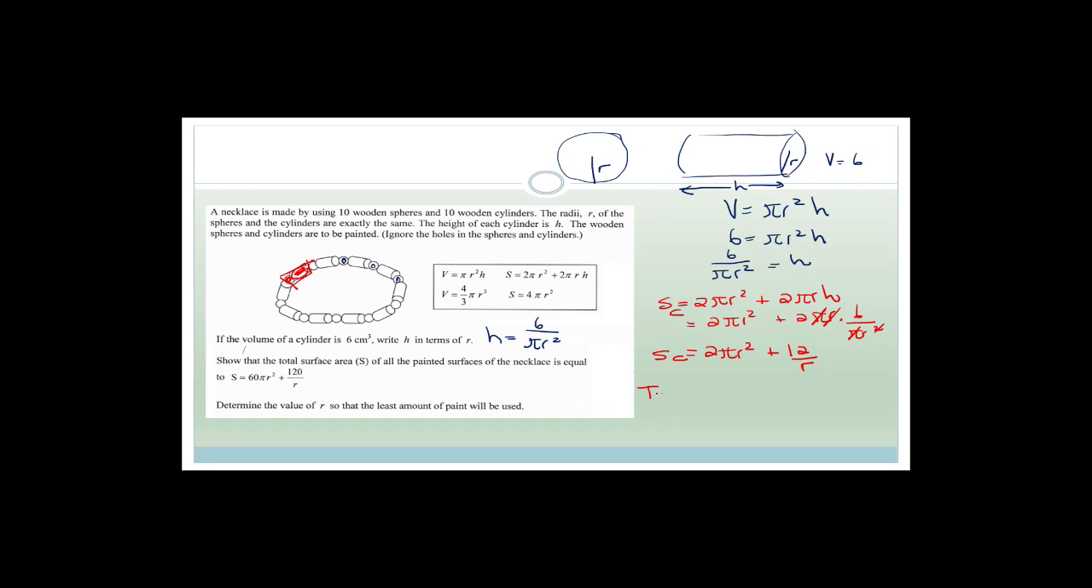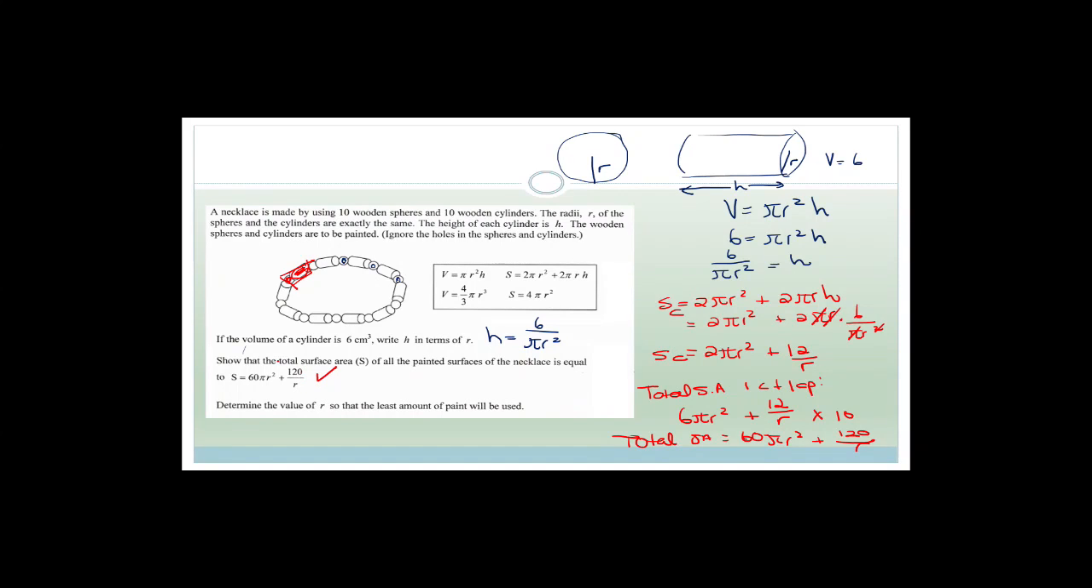So the total surface area of one cylinder and one sphere is going to be 2 pi r squared plus 4 pi r squared, which is 6 pi r squared plus 12 over r. But that's for one set. Now we need to have 10 sets, so we need to multiply this by 10. Therefore the total surface area of all 10 is going to be 60 pi r squared plus 120 over r. And ta-da! We've just proven that.